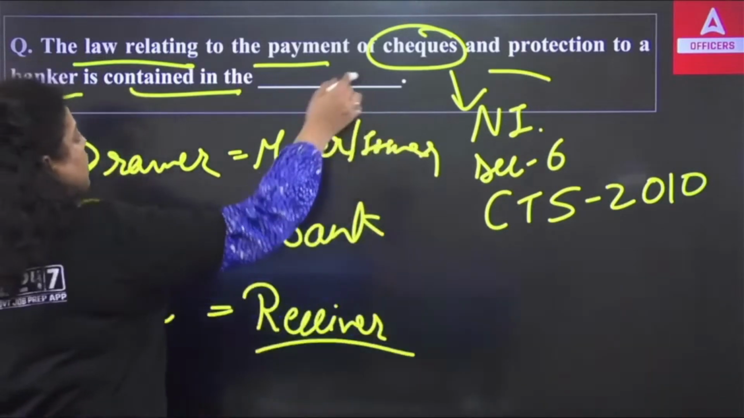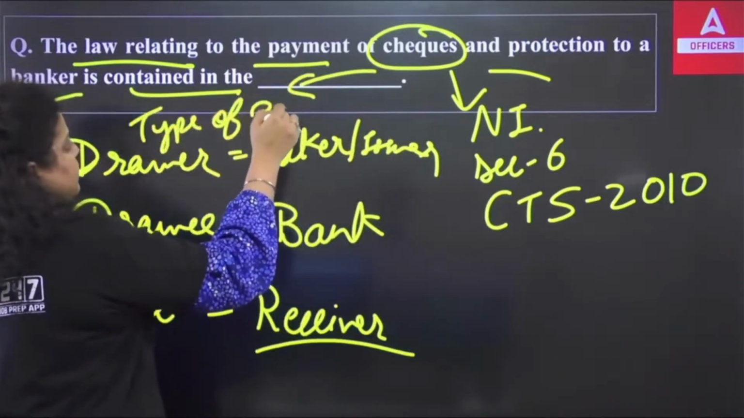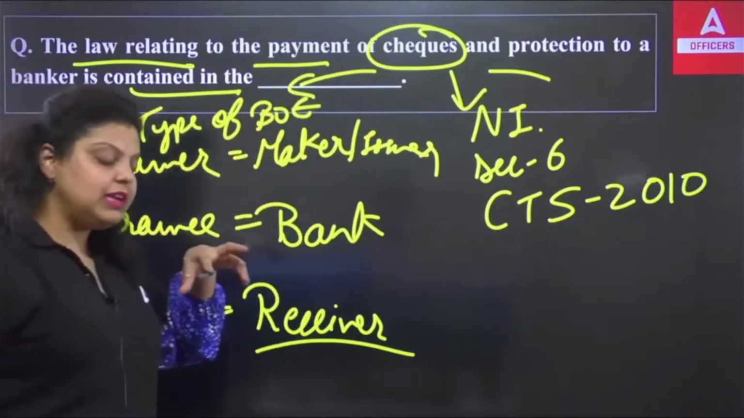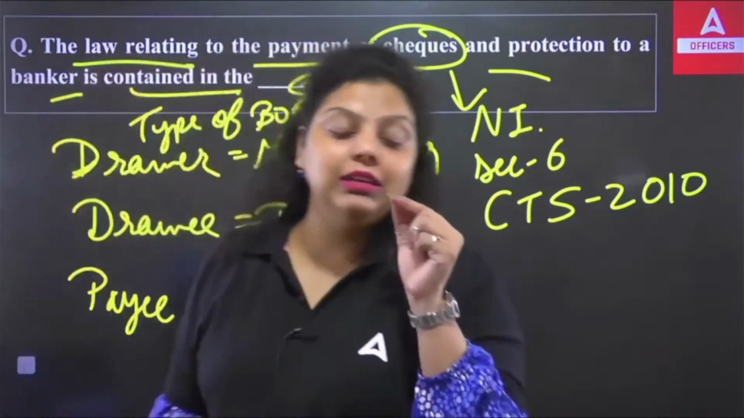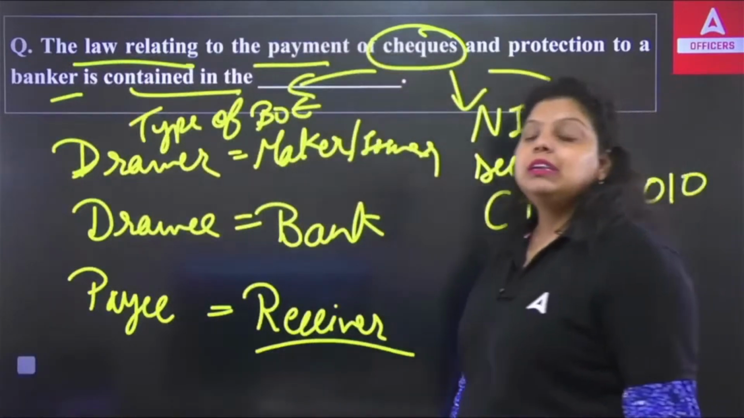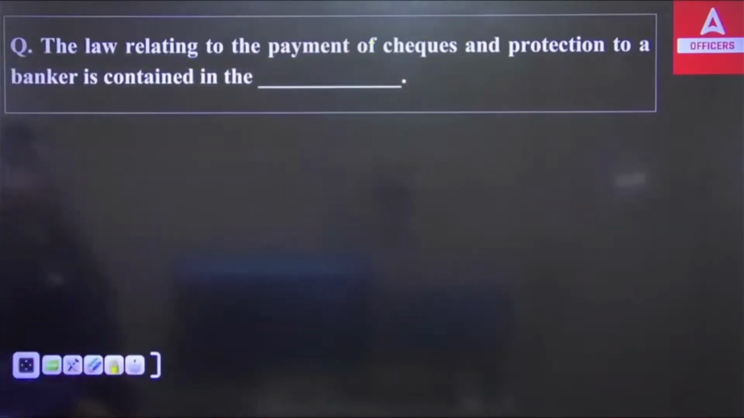And the check will always be a type of bill of exchange, because you can easily endorse the check. You can easily transfer the check from one person to another. That's why the check is known as a type of bill of exchange, because it can be endorsed. So it is defined under the Negotiable Instruments Act.